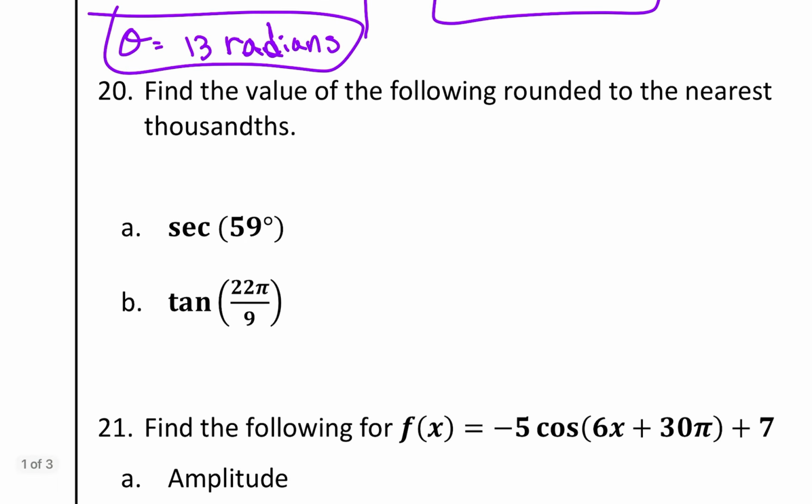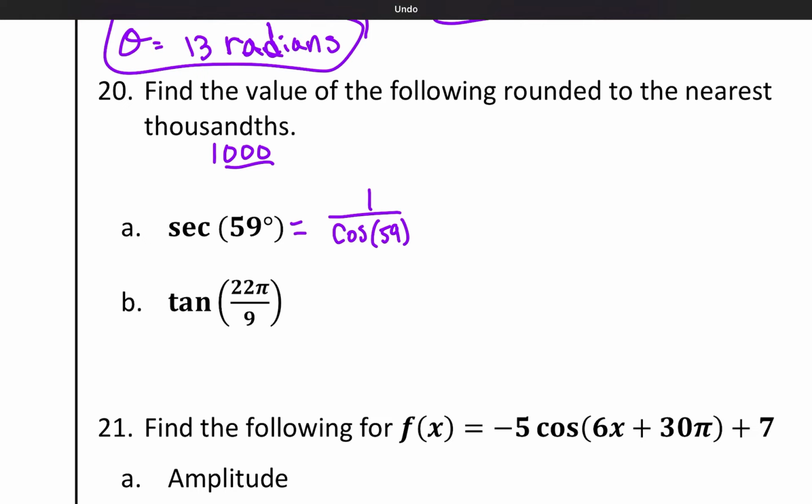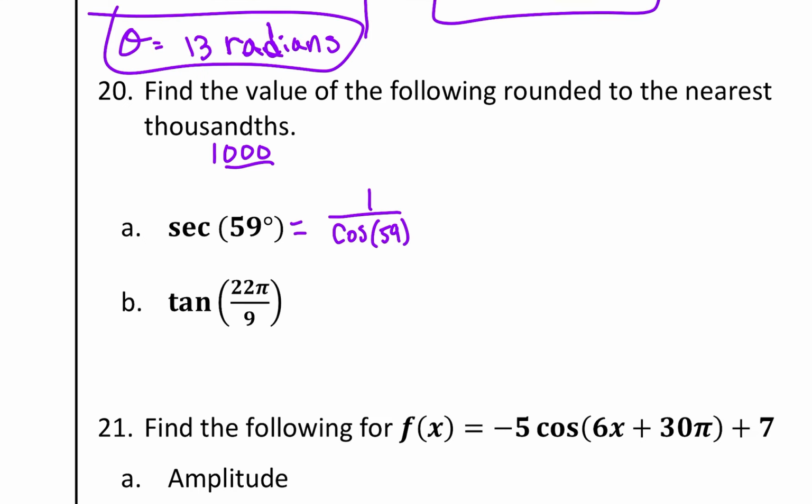For number 20, it says, find the following rounded to the nearest thousandths. We know thousandths has 3 zeros after it, so we're going 3 decimal places. Now, these are a little bit tricky. Secant is weird. Remember, secant is the reciprocal of cosine. So really what they're asking is for us to put 1 over the cosine of 59 in our calculator. But this is in degrees, so it is very important that you put your calculator into degrees when you find this answer, or you're going to end up with the wrong thing.